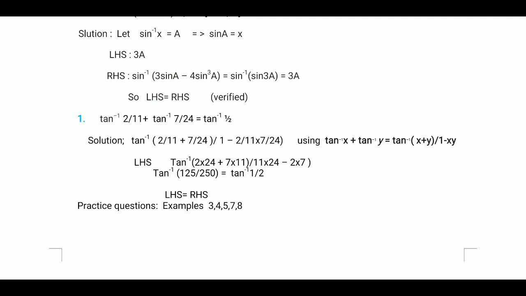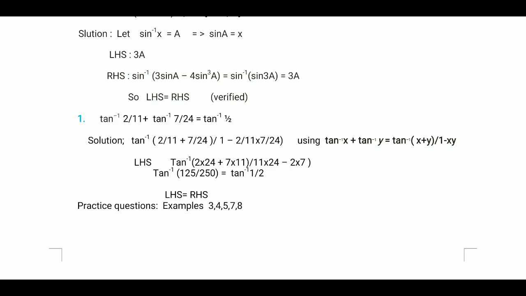Now another question from the exercise, that is tan inverse 2 upon 11 plus tan inverse 7 upon 24 is equal to tan inverse 1 upon 2. Now we use the formula on the left hand side. Tan inverse x plus tan inverse y is equal to tan inverse x plus y upon 1 minus xy. This is the formula. And here in this case 2 upon 11 is in place of x and 7 upon 24 is in place of y.